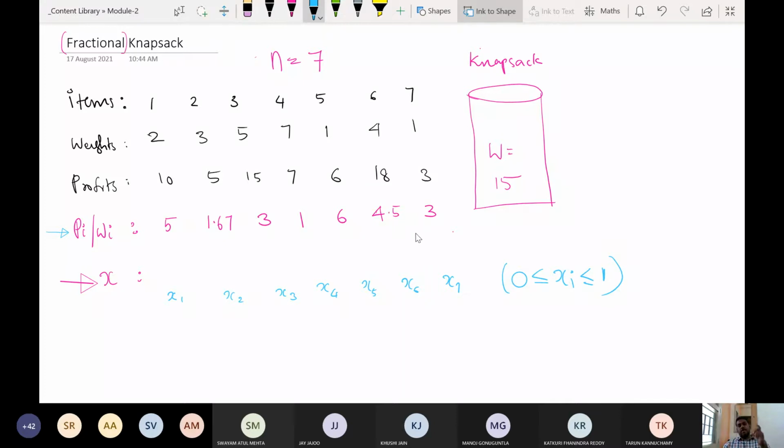And one more question, what is the constraint here? If it is an optimization problem, there will be some constraints. We have a very strict constraint. What is that constraint? The total weight should be within the capacity. You cannot take beyond the capacity of the knapsack. The capacity of the knapsack is given to you, and you are not allowed to exceed it.